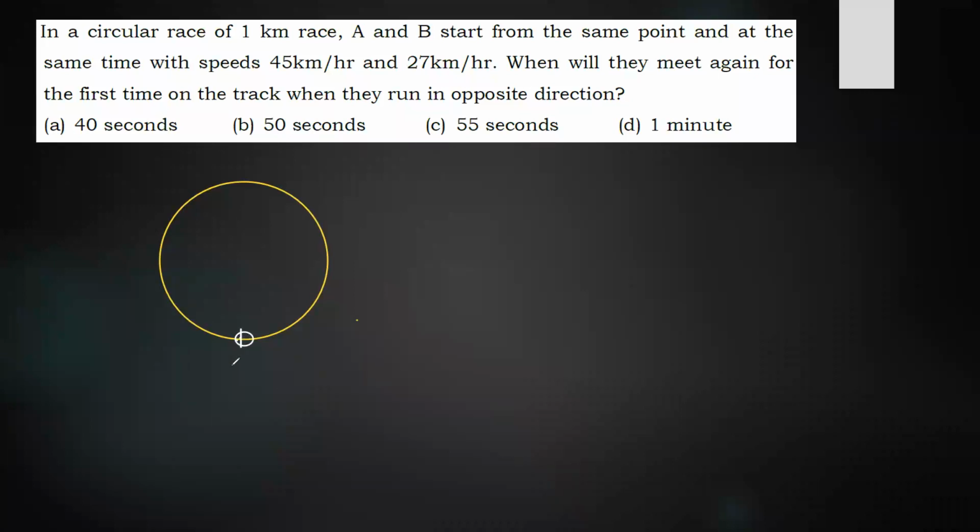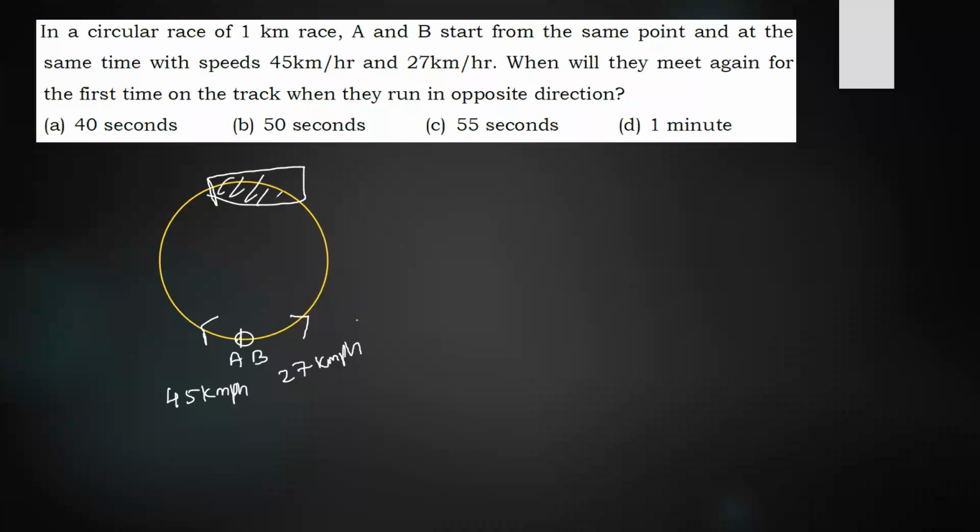So question number 18 is very easy, but instead of a straight track, it's a circular track, that's all. Listen carefully. Here, two persons are there, one is A and one is B. A and B start at the same point, but they run in opposite directions.